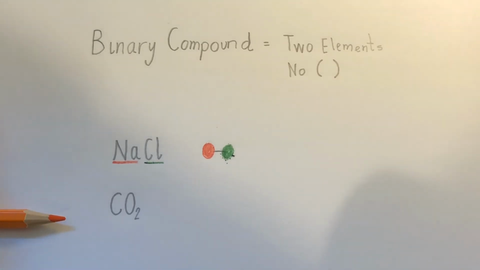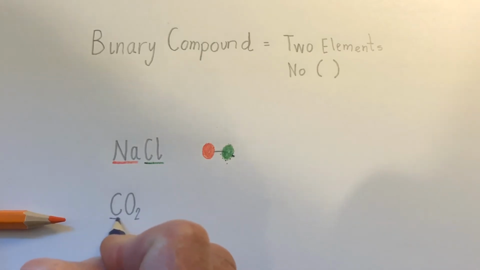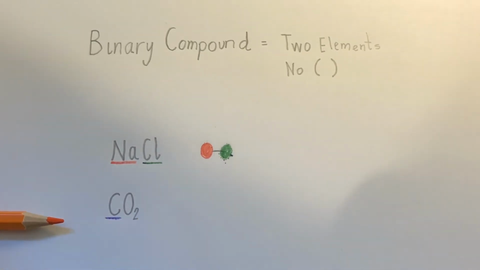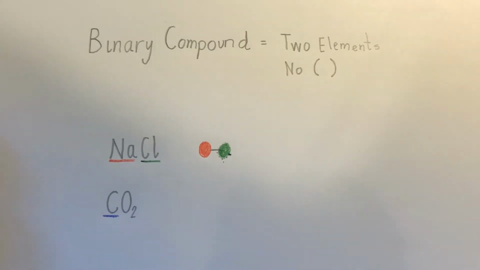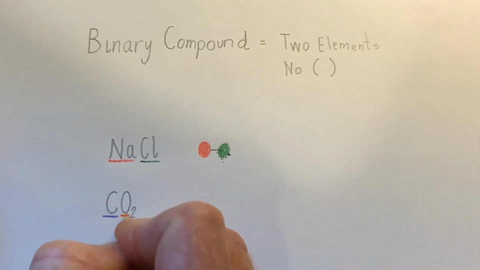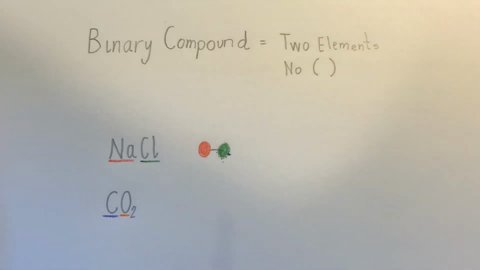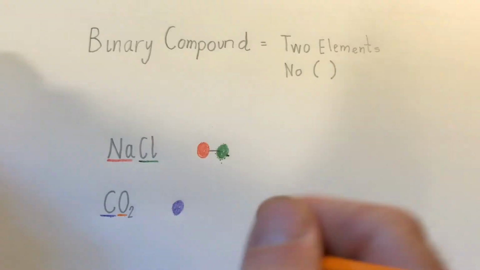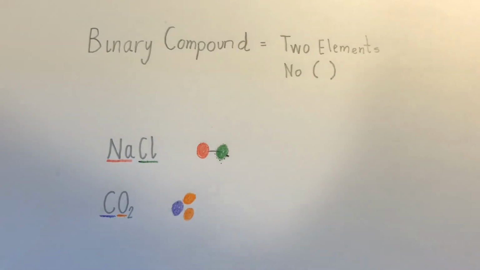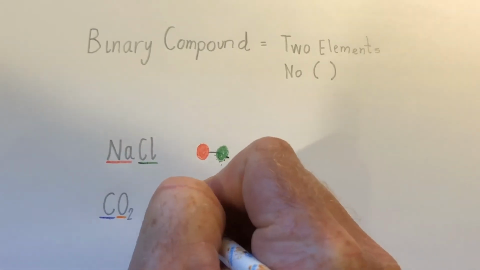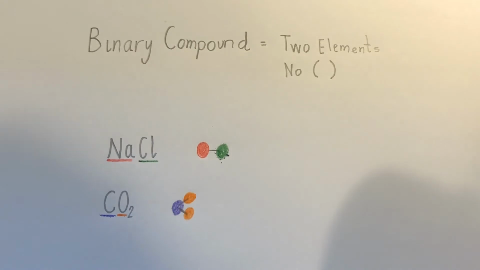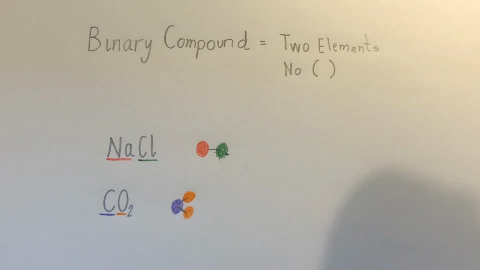We could do the same for carbon dioxide, where we have 1 carbon element. I'll use purple, and oxygen, which I'm going to represent with orange, except in this case we do have the subscript 2 indicating that we need 2 oxygen elements. So this model represents a carbon dioxide molecule with 1 carbon connected to 2 oxygens in the formula.